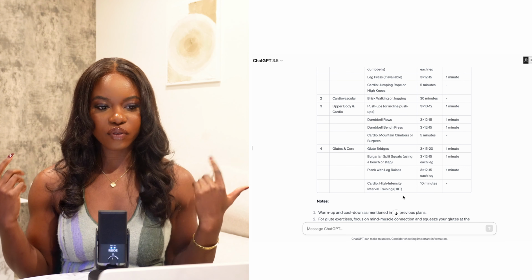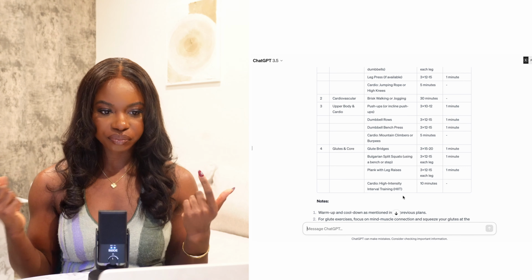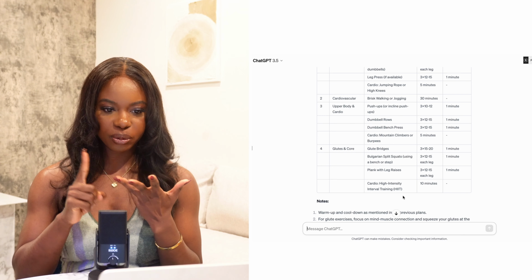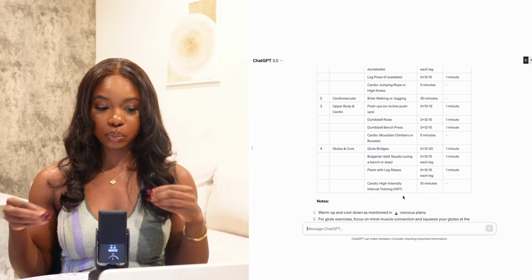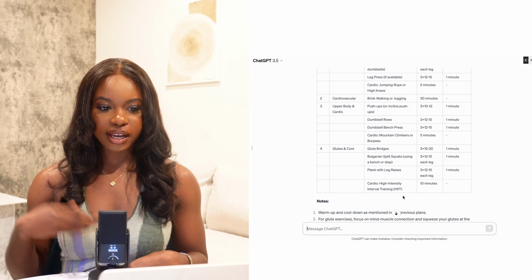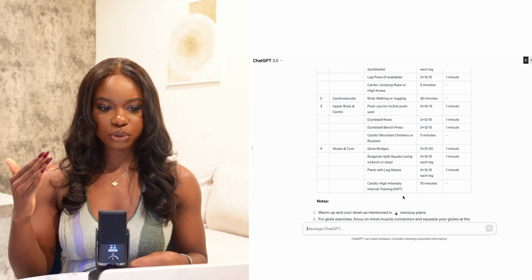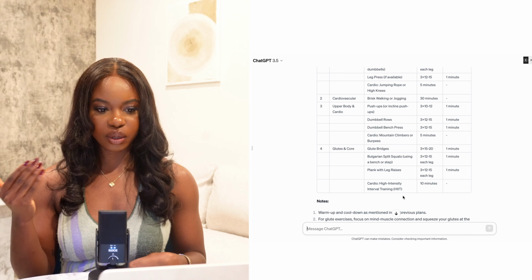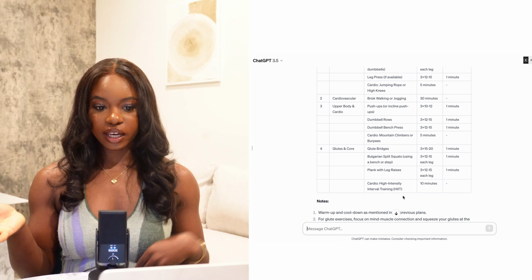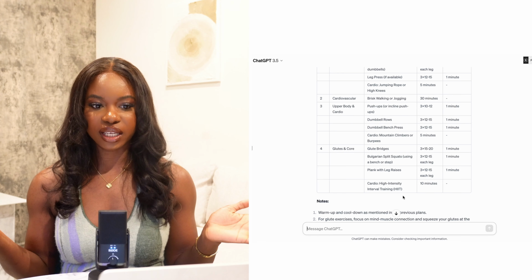The third day we have upper body and cardio: push-ups, rows, bench press, and then mountain climbers or burpees, which also target your core. And then the last day we have glute bridges, Bulgarian split squats, and then we do some planks. Okay, so this workout, I really don't think it's bad.